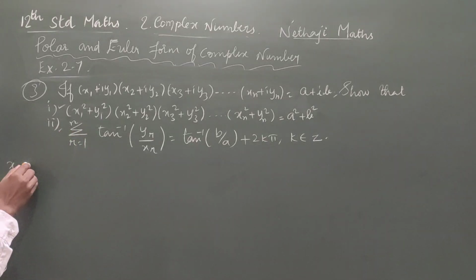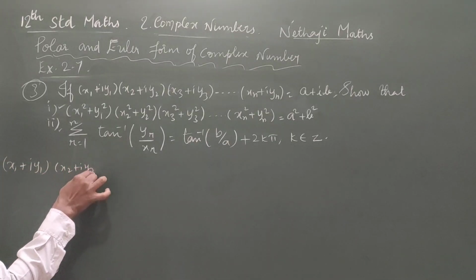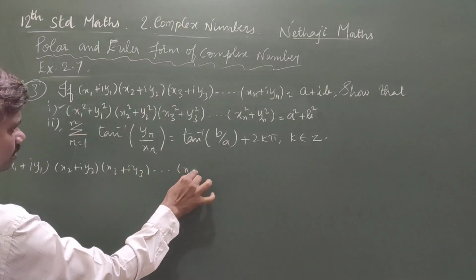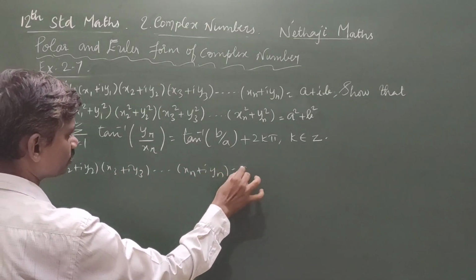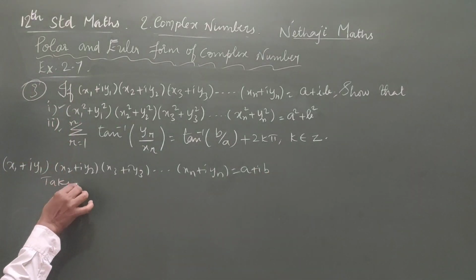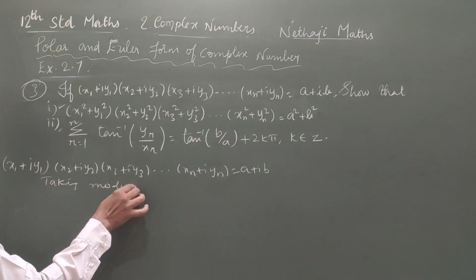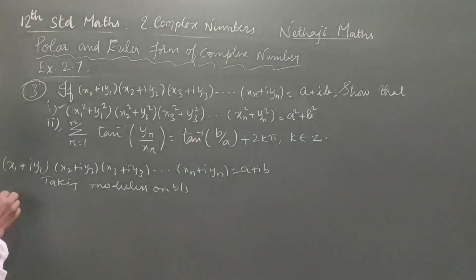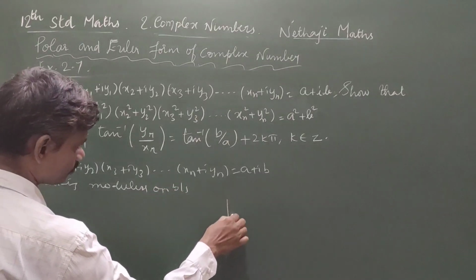First you have to write the question: (x1 + iy1)(x2 + iy2)(x3 + iy3) up to (xn + iyn) equal to a + ib. I am going to take modulus on both sides. Taking modulus on both sides. So if you take the modulus, you have to take the modulus for the whole thing.